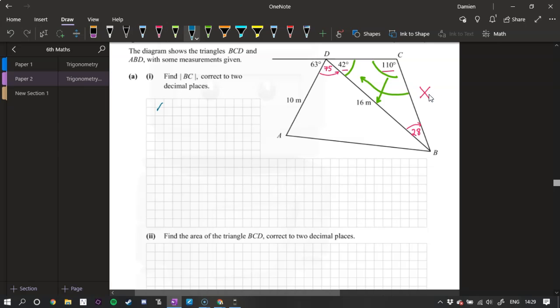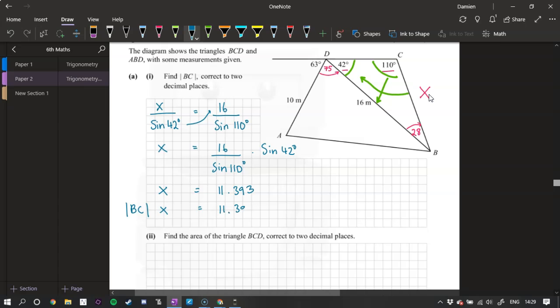So BC, or x shall we call it, over the sine of the angle that's opposite it, which is 42 degrees, is going to be equal to 16, the other side we know, all over the sine of 110 degrees. So that's going to leave us with x equals 16 over sine of 110, and you bring the sine 42 over and multiply. We're multiplying both sides by sine 42. And so x is going to be equal to 11.393. So correct to 2 decimal places, x, which is BC, is going to be equal to 11.39 meters.